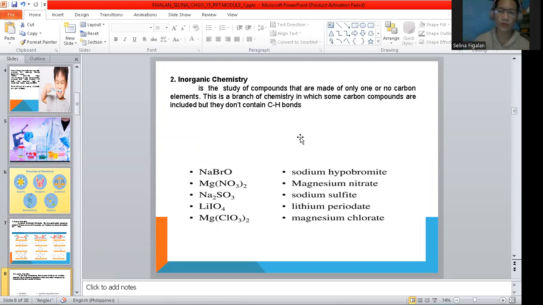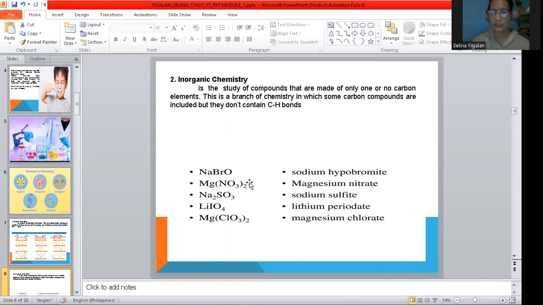Di siya pwedeng matawag na class na compound pag wala siyang component. So like for example, carbon. Pag carbon lang, that's an element. Okay, but when you say compound, it is a combination of two or more elements. So like for example, here is sodium hypobromite. Here is a combination of your sodium, bromine, and then the oxygen. Okay, so kaya tinawag siyang compounds.